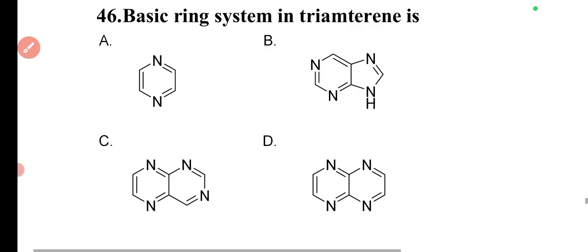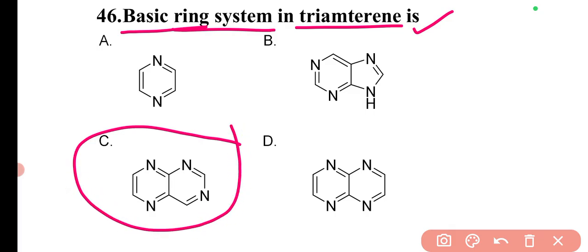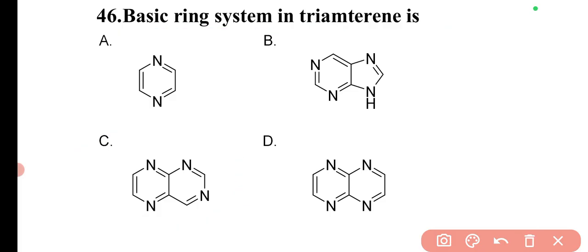Then the next question is simply a structure based question: the basic ring system in triamterene. Triamterene is a diuretic drug, and the basic ring present in triamterene is ring number C. There are two fused rings in which 4 nitrogens are substituted. This is the basic ring present in triamterene, so option C will be the correct answer.